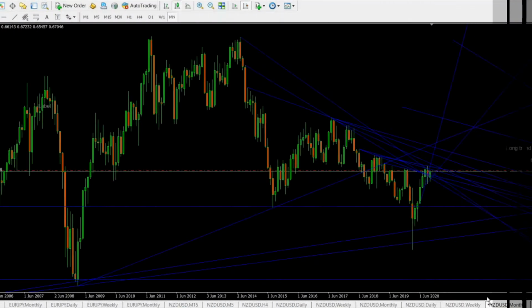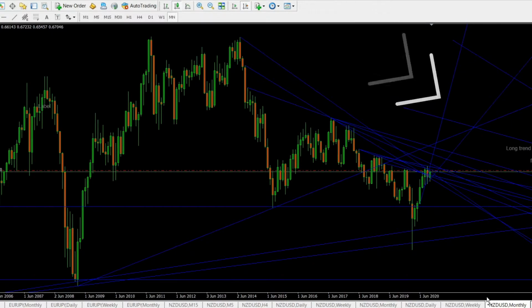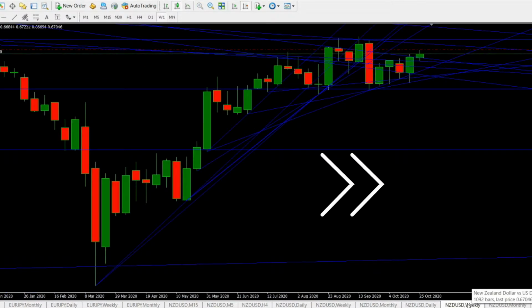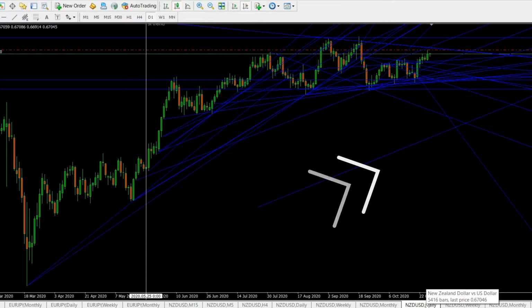I start with an overall trend analysis. Price is in a downtrend on the monthly chart. Price is neutral on the weekly chart. Price is long on the daily chart. This daily long trend was due to a fake double top that formed here.